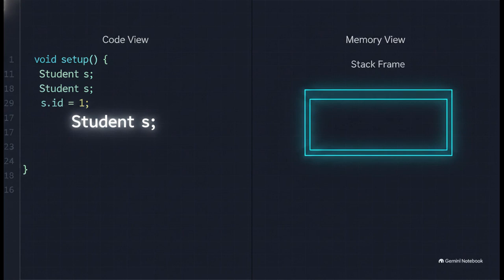Just 2 words and a semicolon. Student S. This right here is our protagonist for today. But seriously, don't let the simplicity fool you. The absolute instant the compiler reads this line, a massively complex sequence of physical memory allocation and initialization kicks off. This single line is basically our forensic evidence. It's the thread we're going to pull on to completely unravel how C++ operates under the hood.